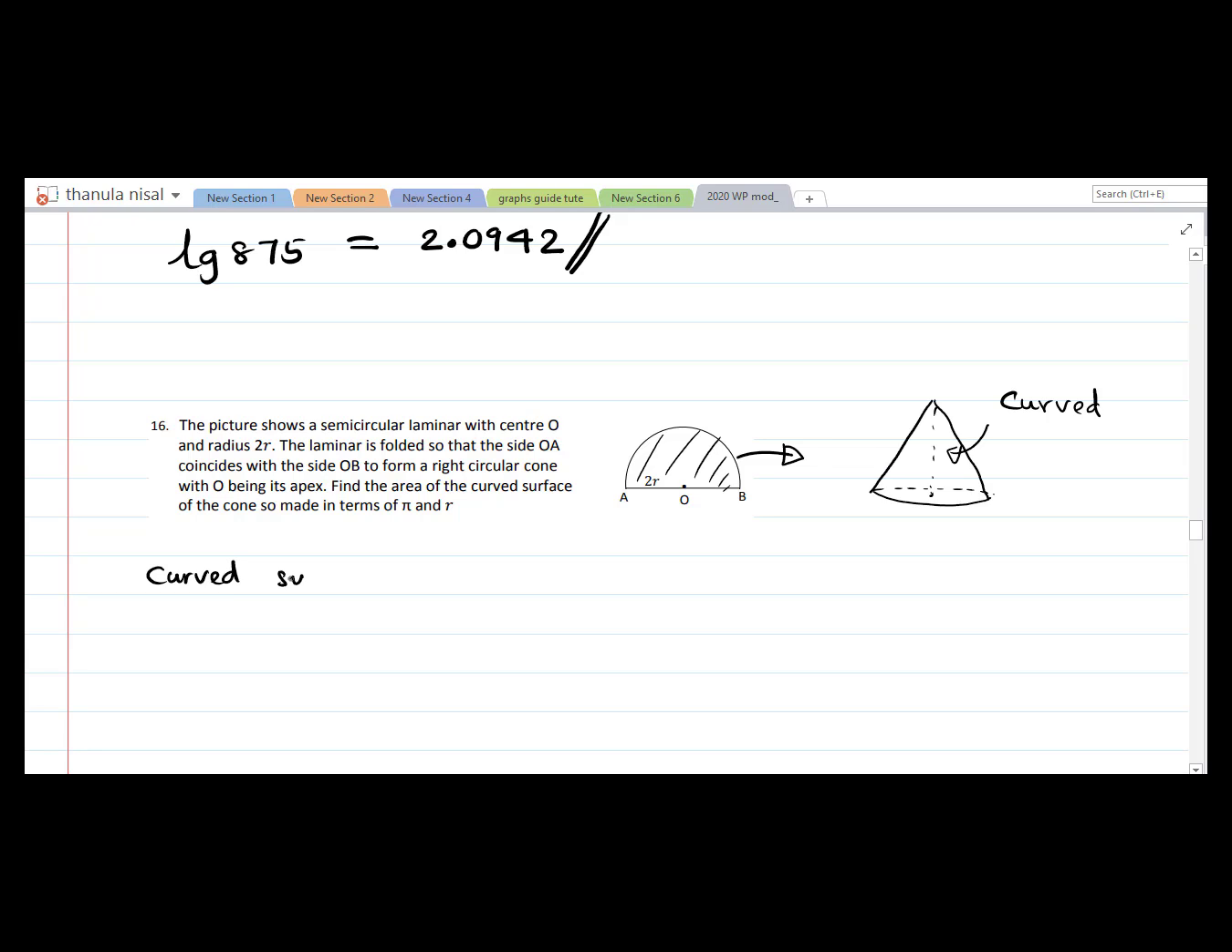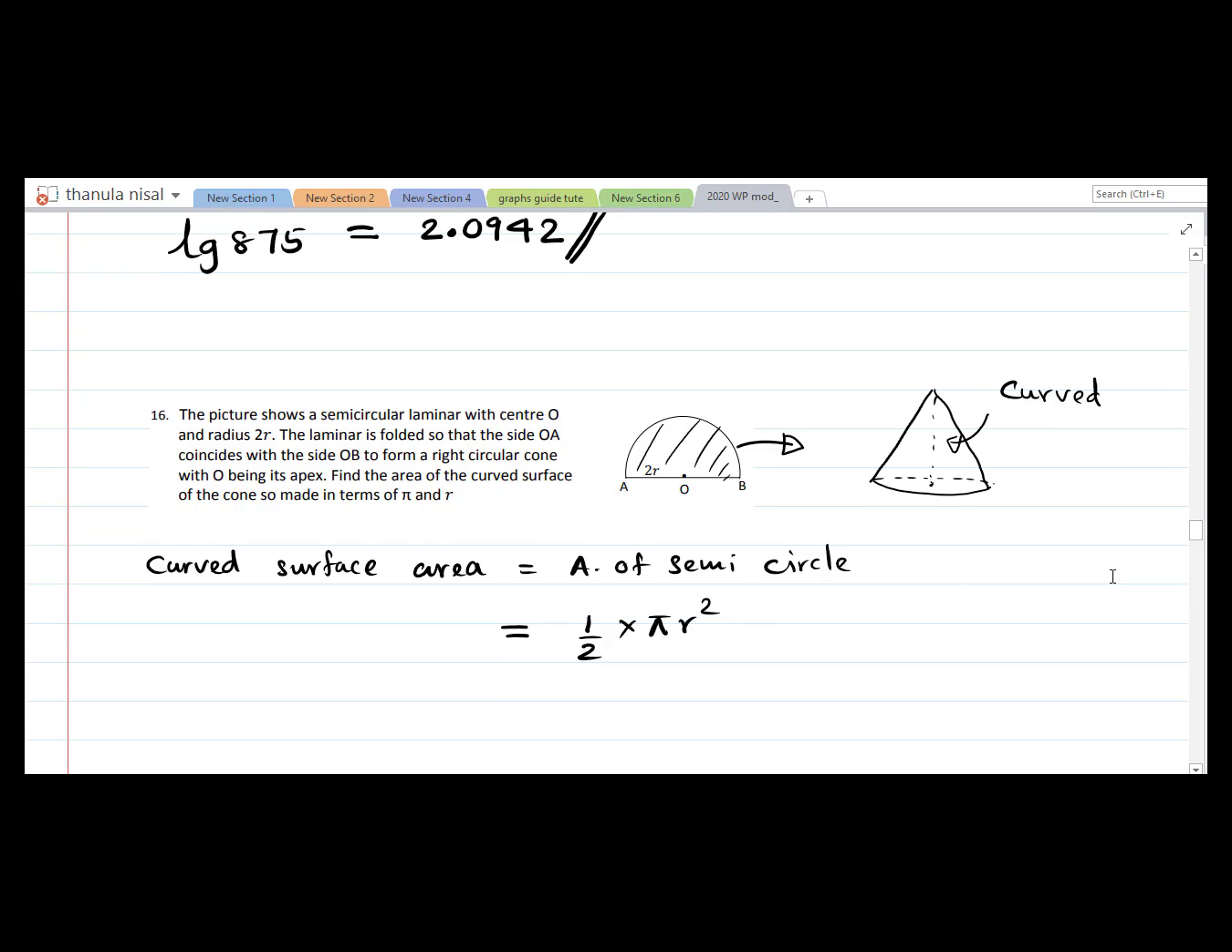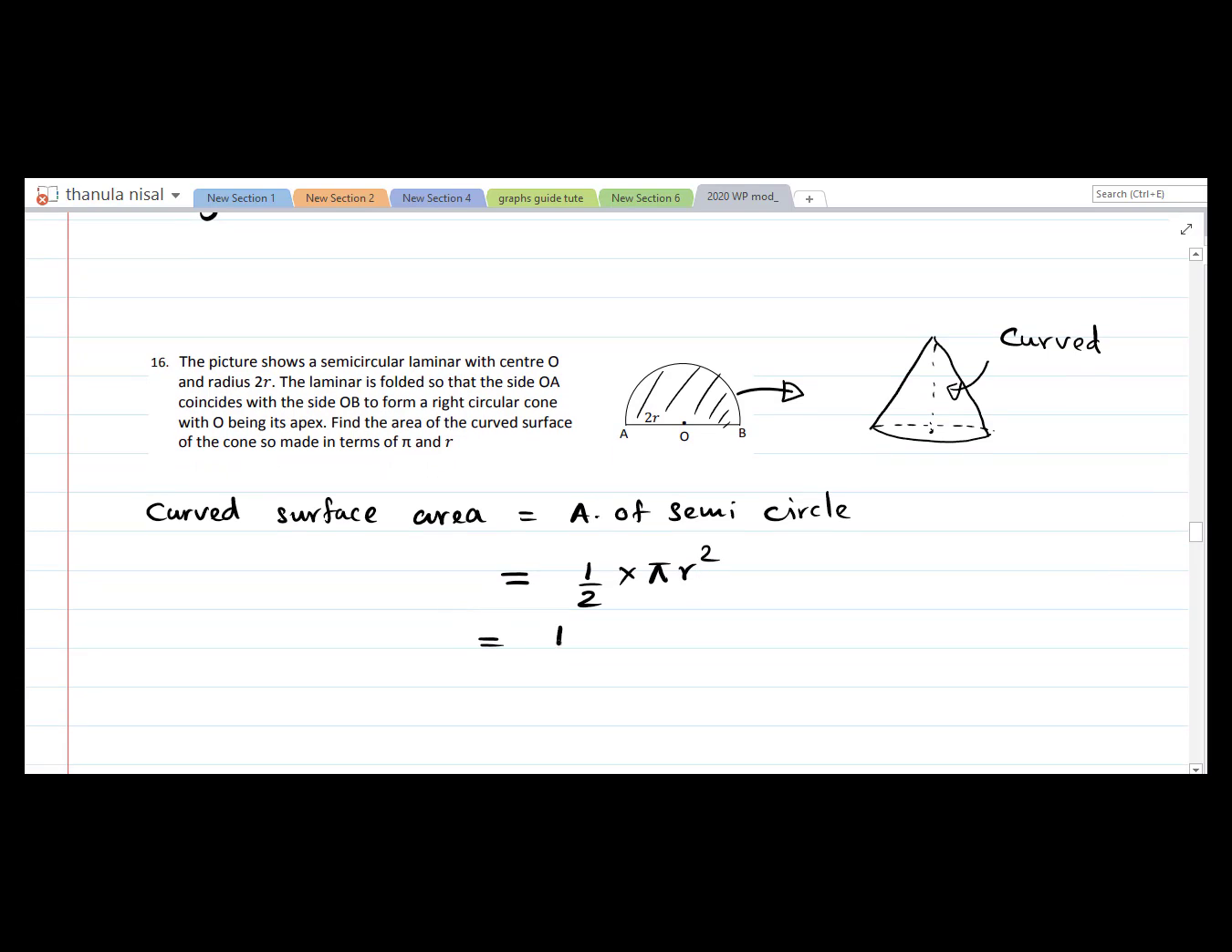Curved surface area is equal to the area of a semicircle. So how to find out the area of a semicircle? That is half into pi r square. If I write this one as capital R, R means the radius. Here, make sure to consider this one clearly.